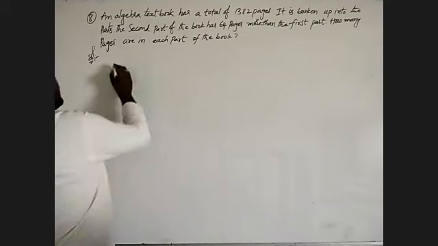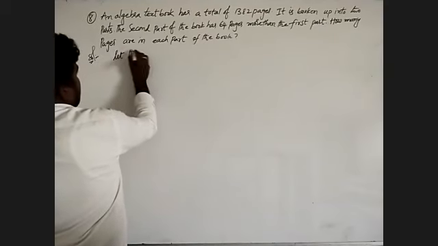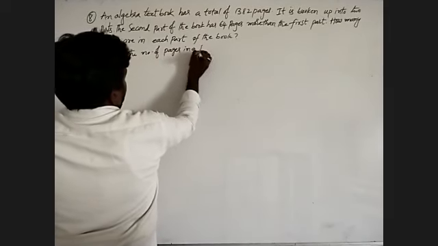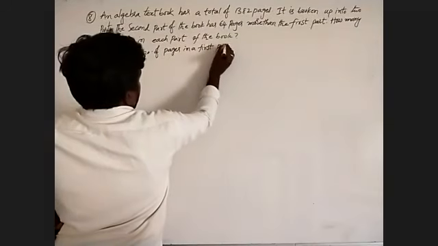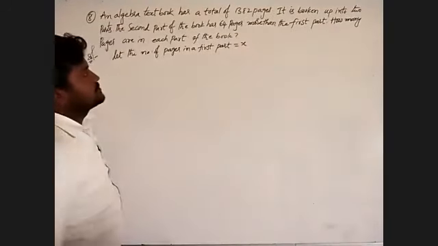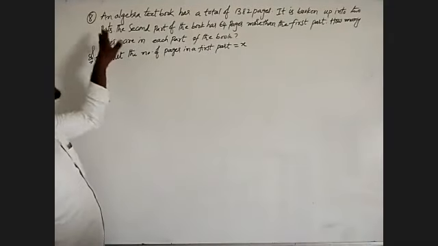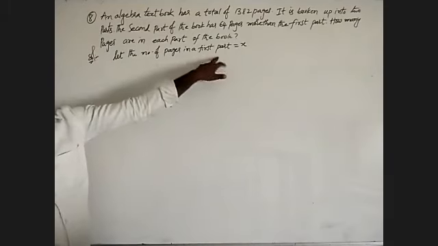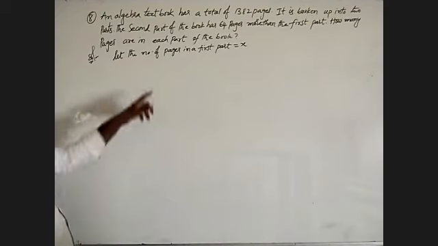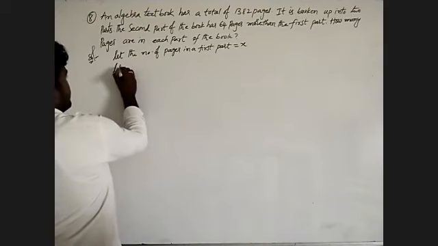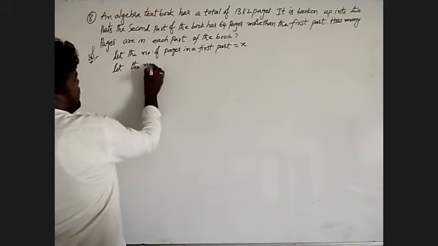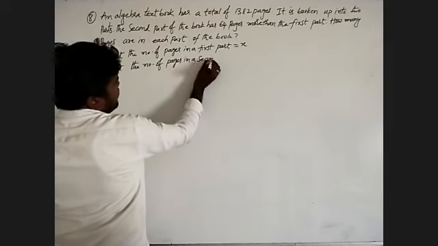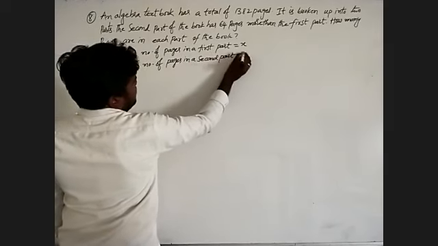First, we have to take the number of pages in the first part. That we will take as x. Because this given algebra textbook can be divided into two parts, one is the first part and the second one is the second part. First part we will take x. After that, let the number of pages in the second part be y.